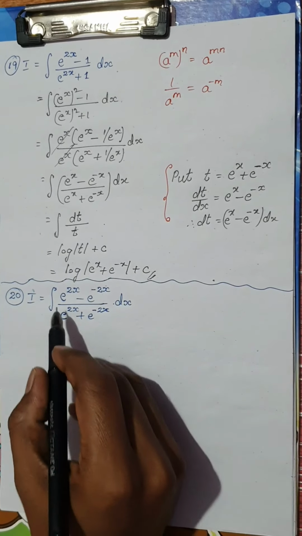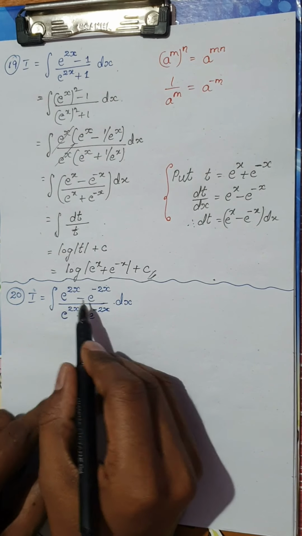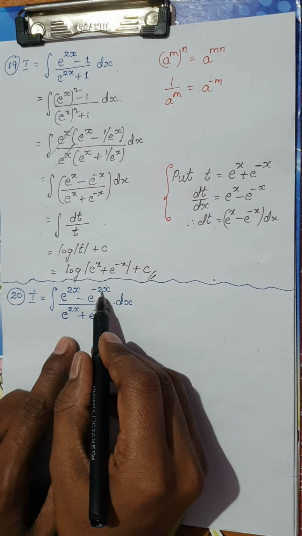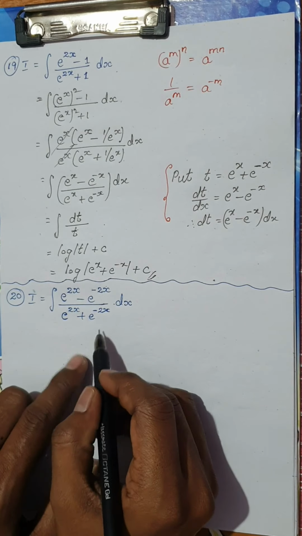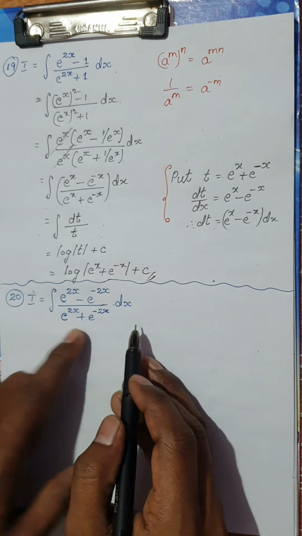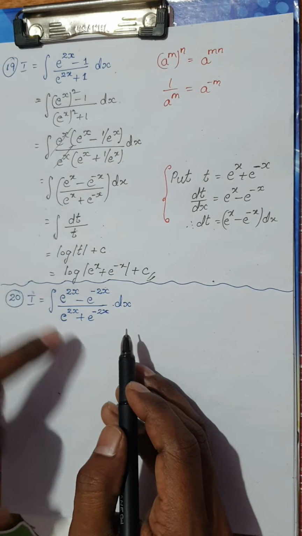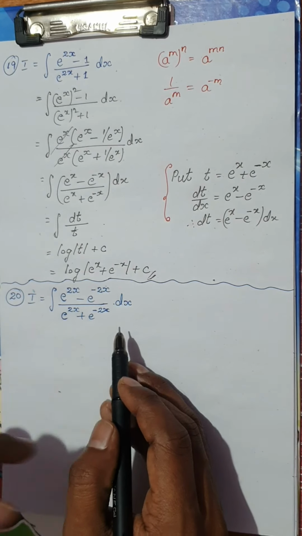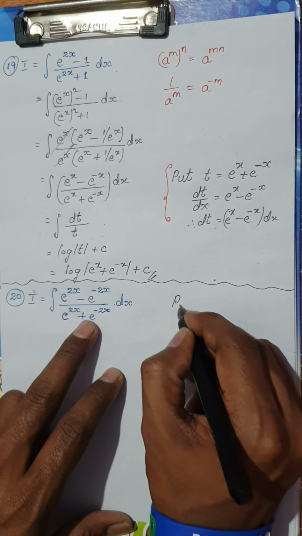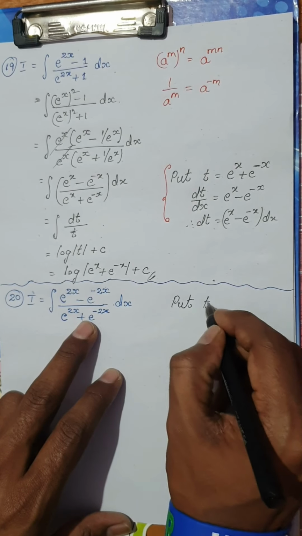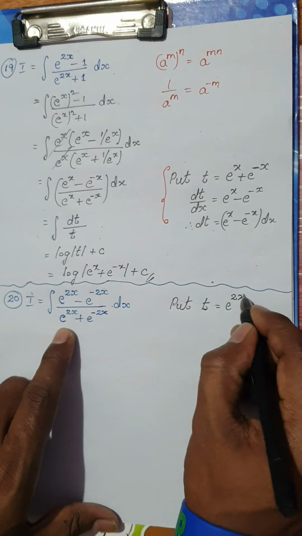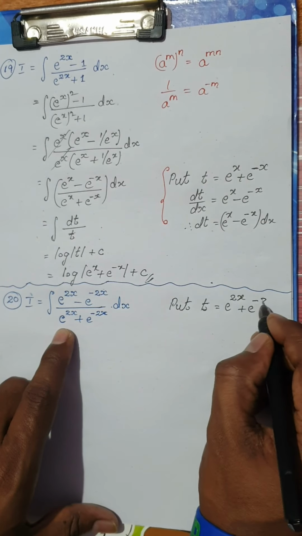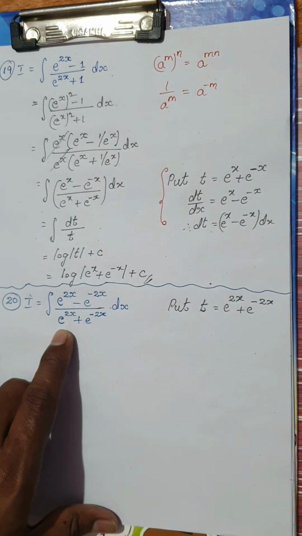The next integral we have is (e^(2x) − e^(−2x)) divided by (e^(2x) + e^(−2x)) dx. Now this is very similar to the previous question, but remember it is almost a ready part. We can directly substitute for this question particularly. Let me put t equal to, as in the previous case, the denominator, that is e^(2x) + e^(−2x), as the t part.